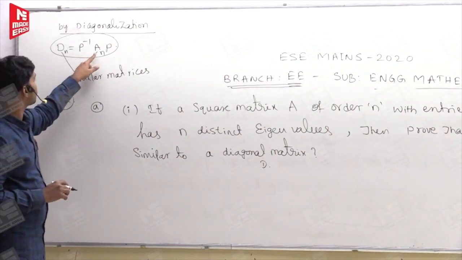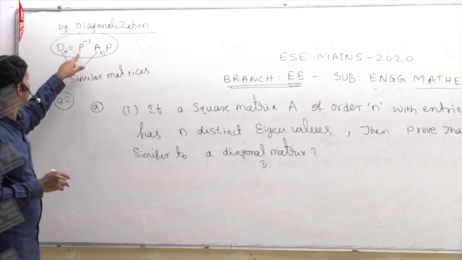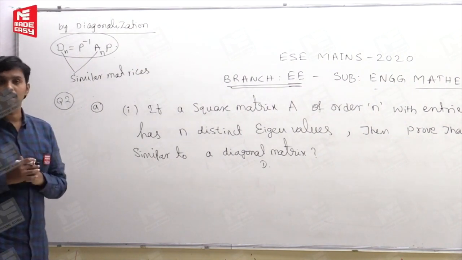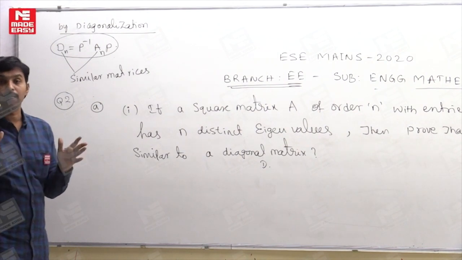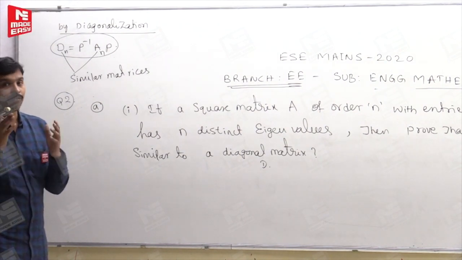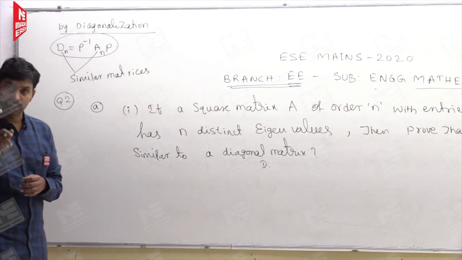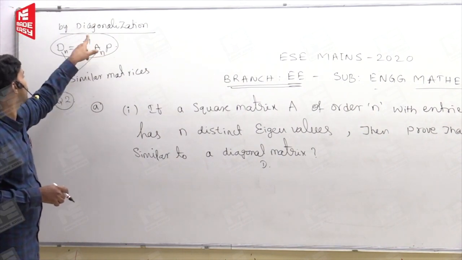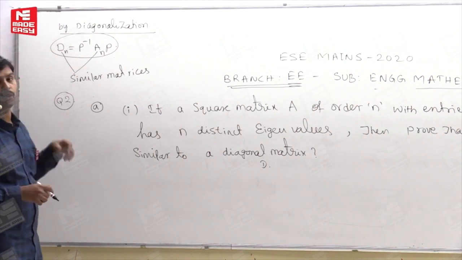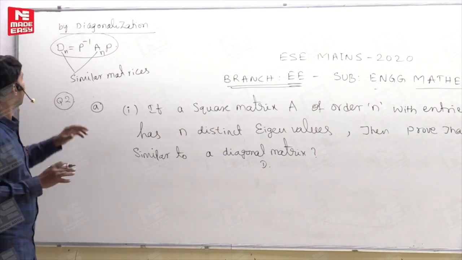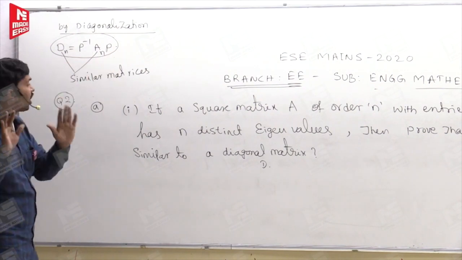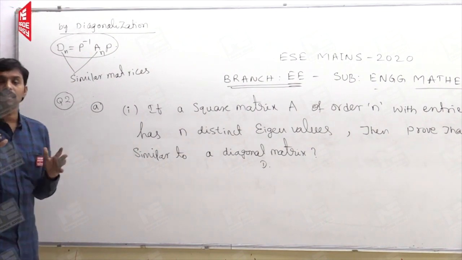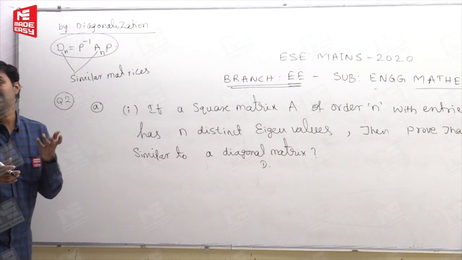If all the eigenvectors of A are linearly independent, then the model matrix which consists of the eigenvectors will be a non-singular matrix because all the columns are independent. So the model matrix definitely is a non-singular matrix. If it is a non-singular matrix, then P inverse exists. So P inverse exists, P exists, and we know A. Therefore, this P inverse AP is possible, and this will give you the required diagonal matrix. So once you can get D equal to P inverse AP, it is confirmed that A is similar to D. So this is the concept of the similarity transformation and the diagonalization.